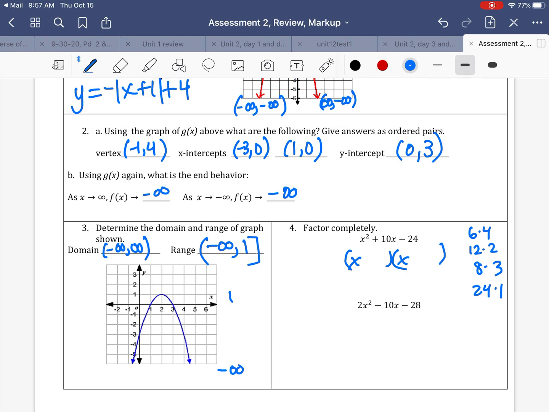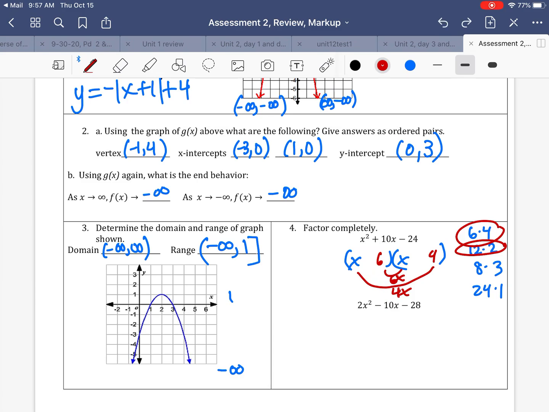So if I look at my list of numbers, there's 2 sets of numbers that can make 10. I can make 10 with a 6 and 4. I could also make 10 with a 12 and 2. But if I put 6 and 4, so don't write this down yet, but if I put 6 and 4 here, look what happens. Here I get 4x, here I get 6x. The only way I'm going to get positive 10 is if they're both positive. And if they're both positive, I'll never get negative 24. So I can't do that.